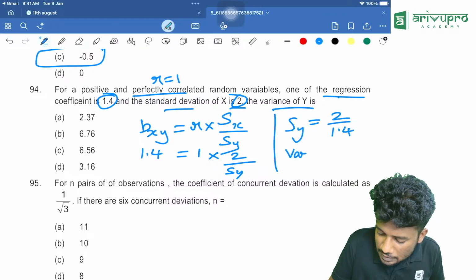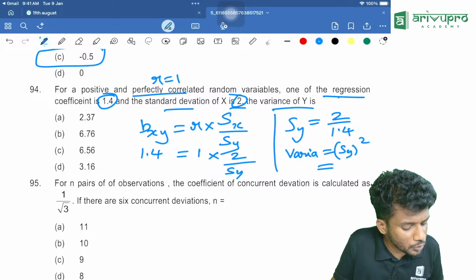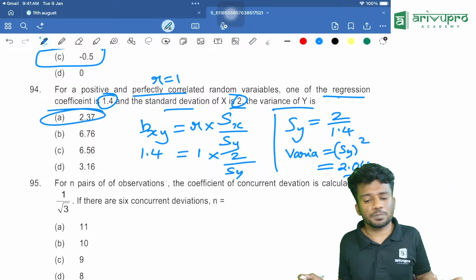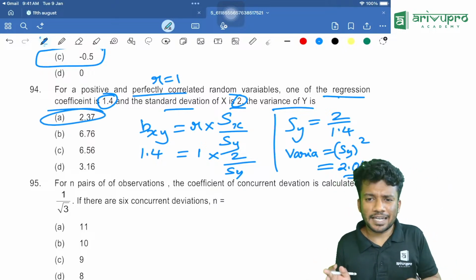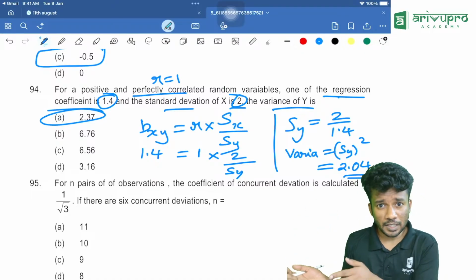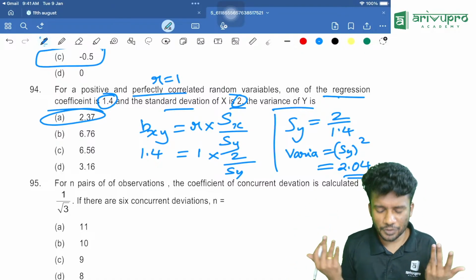Then variance is equal to standard deviation squared, which is equal to 2.04 something. You are getting approximately option A, so we can directly go for this. You can also find it the other way. Whichever is the nearest answer, you can go for that.